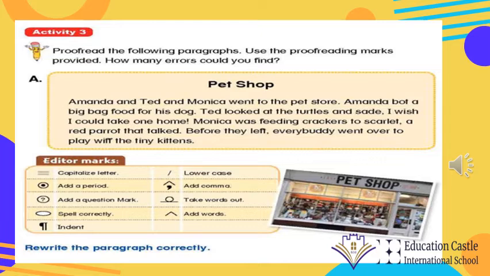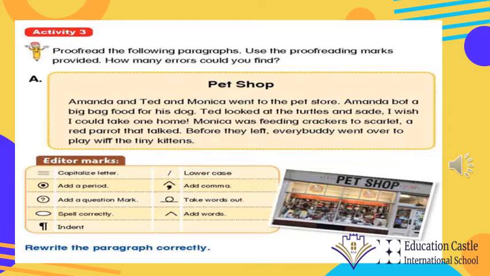Ted looked at the turtles and said. Here the word said also is not correct, so we will remove the E and put I before the D. And here we will open two inverted commas to start the words of Ted. What he said exactly, it's written, I wish I could take one home. So we should put them between inverted commas.